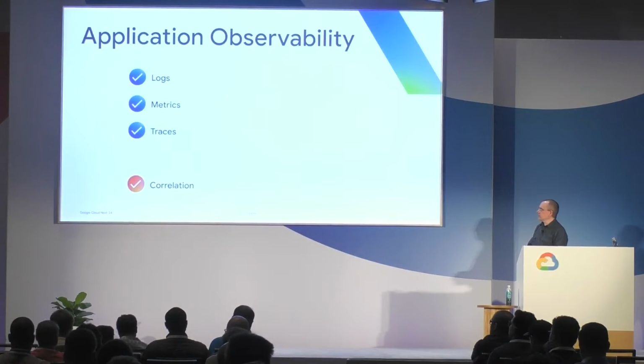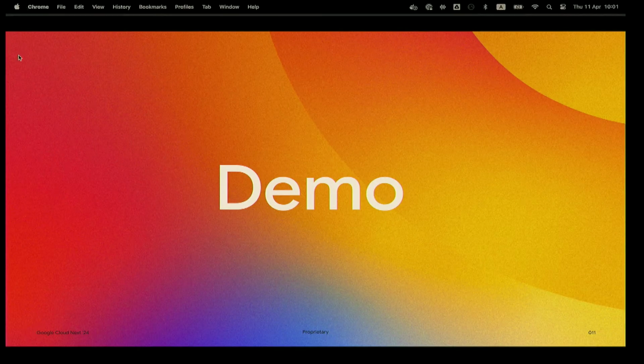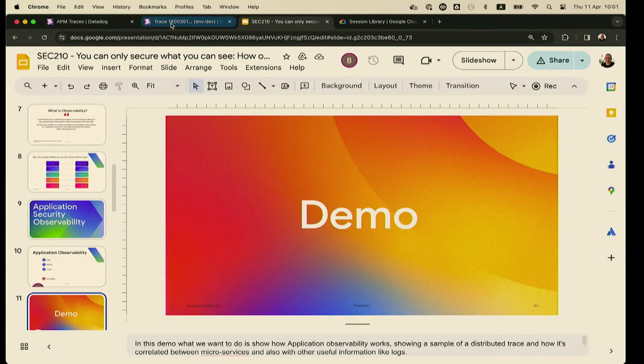And then lastly, obviously, I mentioned this a couple of times, correlation is so important, especially in distributed applications. You've got to be able to correlate your logs, your traces, and your metrics in order for that to really work. So let's do a little demo just to show a little bit what that looks like. So I am going to go here, and then I'm going to pull up a trace.